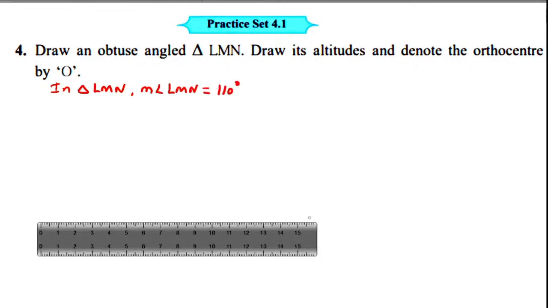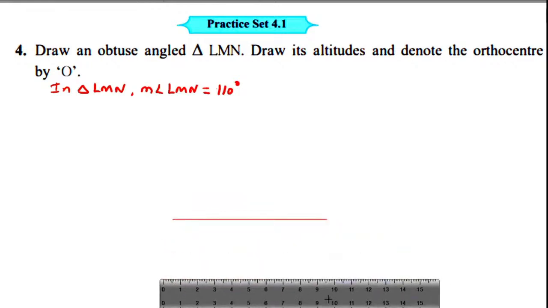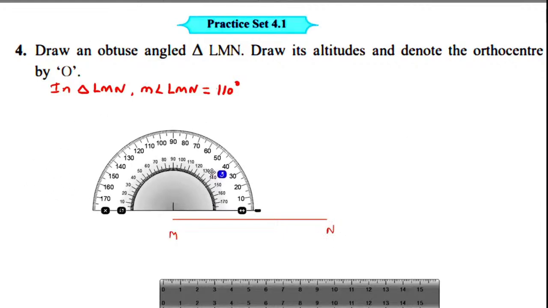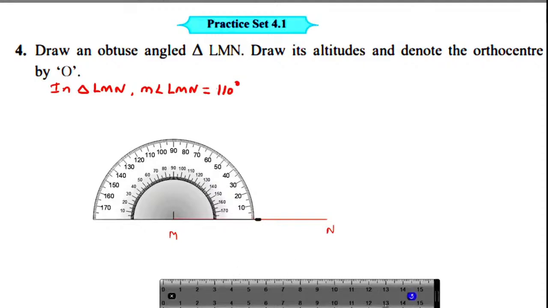Let segment MN be the base of the triangle LMN. First draw the segment MN with a convenient length, 9 cm. Name the segment MN. Draw the angle 110 degree at point M. Therefore, put the protractor on segment MN in such a way that the line of reference is along the side MN and the center of the protractor is on point M.